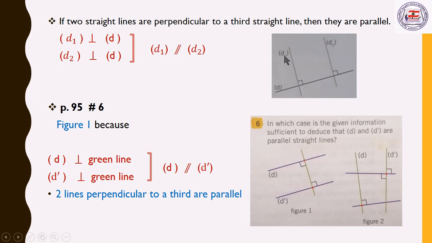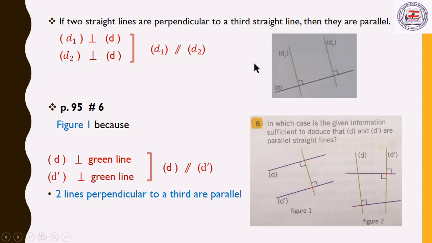Then what can we say about D1 and D2? Yes, they are parallel to each other. Since they are perpendicular to the same line D, they are parallel to each other. D1 is parallel to D2. These are the rules that you have to memorize. They are very easy. You will understand them quickly.